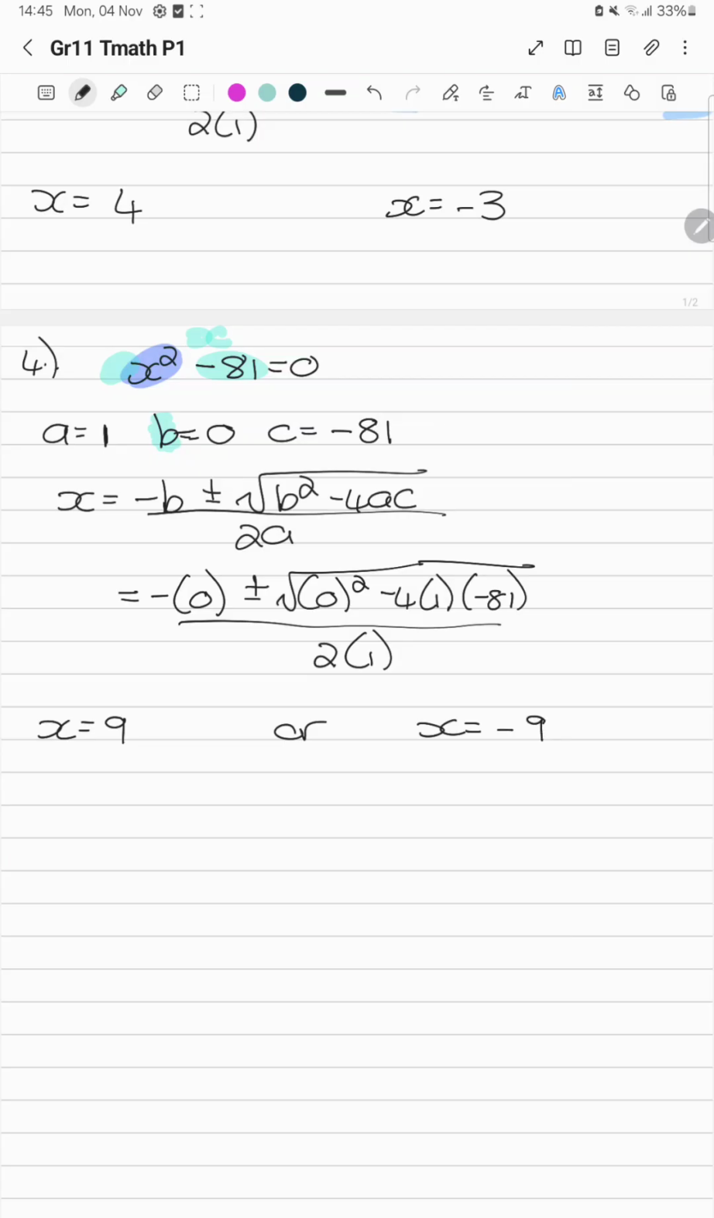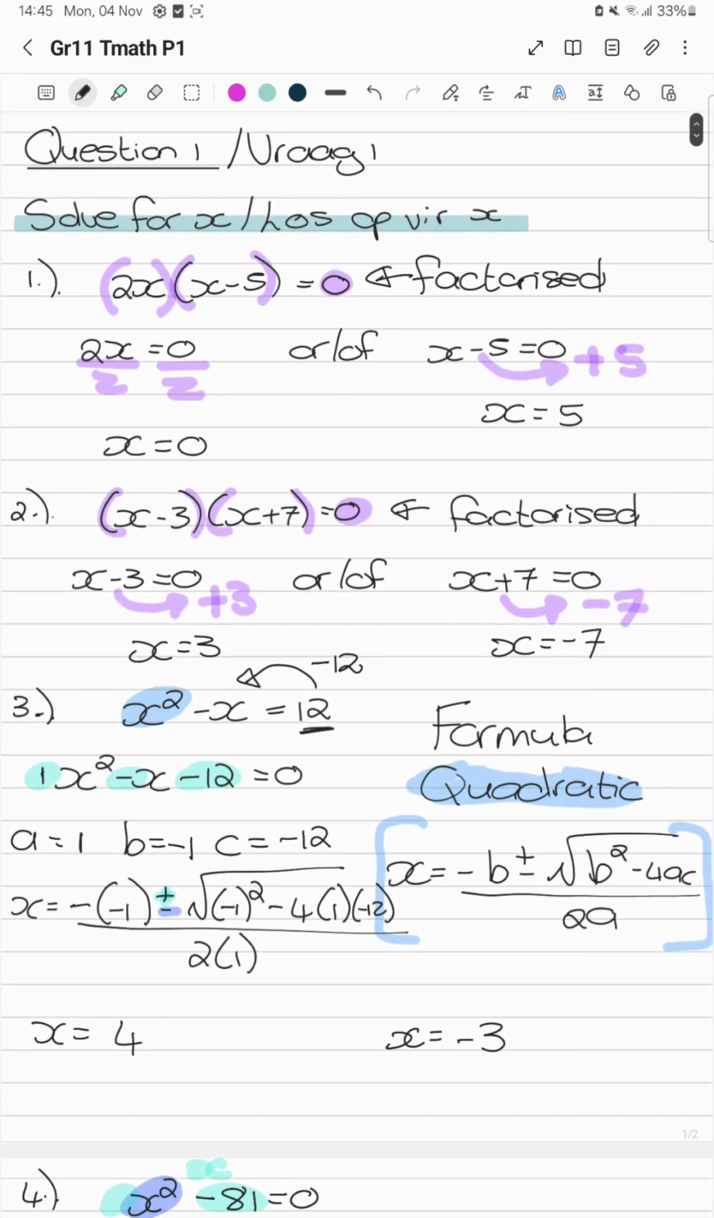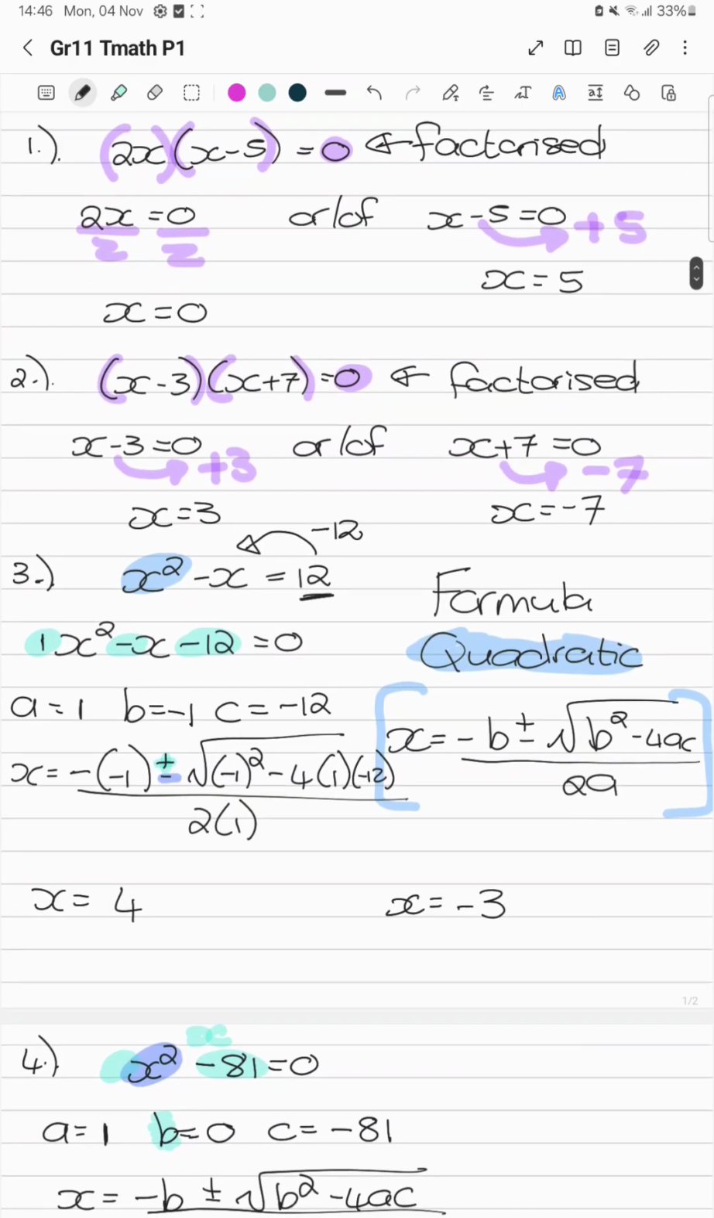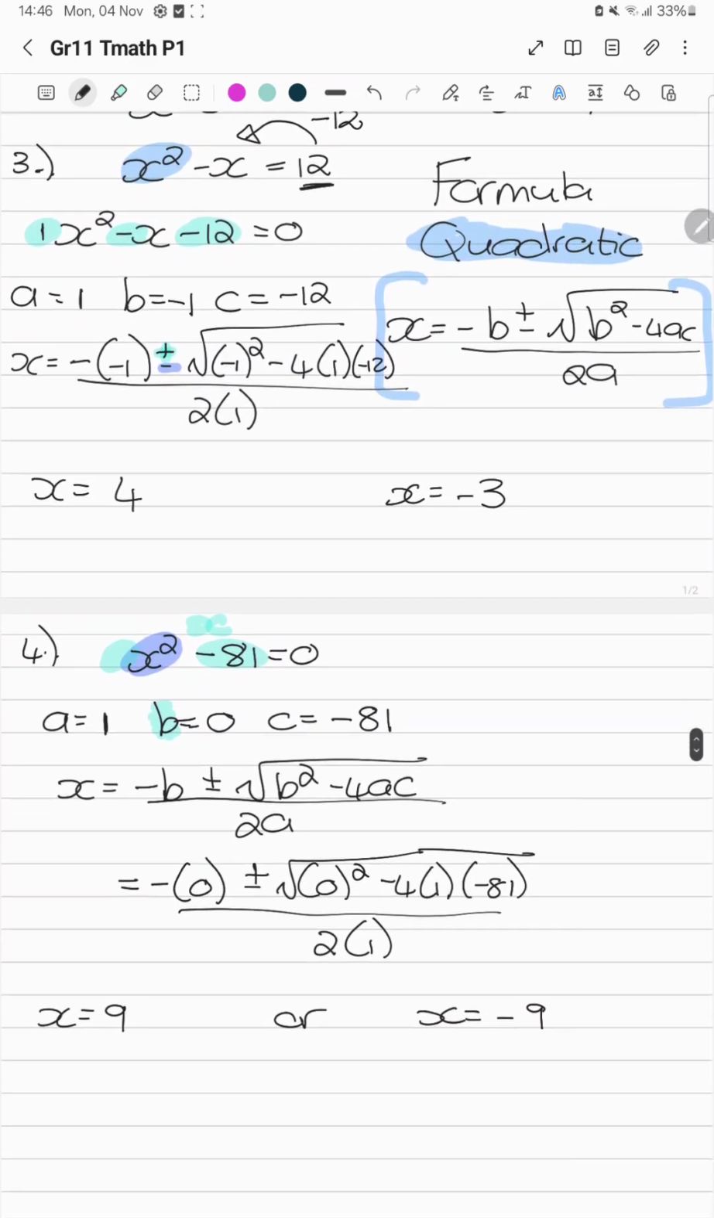Once again, if you know how to factorize, you can factorize. If not, this is what you do. So with your questions to solve for x, you always first check: is it already factorized, like we had in examples number 1 and 2? Then you don't do anything fancy, you just put each bracket equal to 0. But if it is not factorized and there's an x squared somewhere, then you know you have to use your quadratic formula.